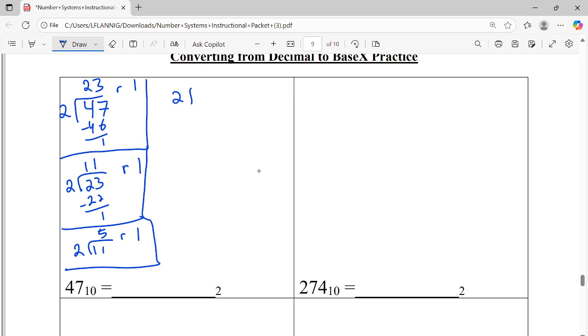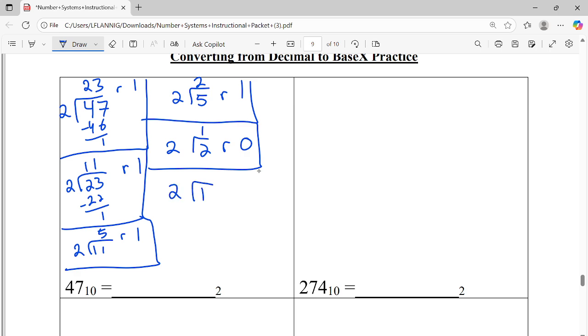Then 2 goes into 5 2 times, with a remainder of 1. Then 2 goes into 2 1 time, with a remainder of 0. Finally, 2 goes into 1 0 times. This is when you know you want to end. Whenever the number outside goes into the number inside no times, that is when it's finished. There is still a remainder of 1, though, that's based on this 1 right here. So you have remainder 1.